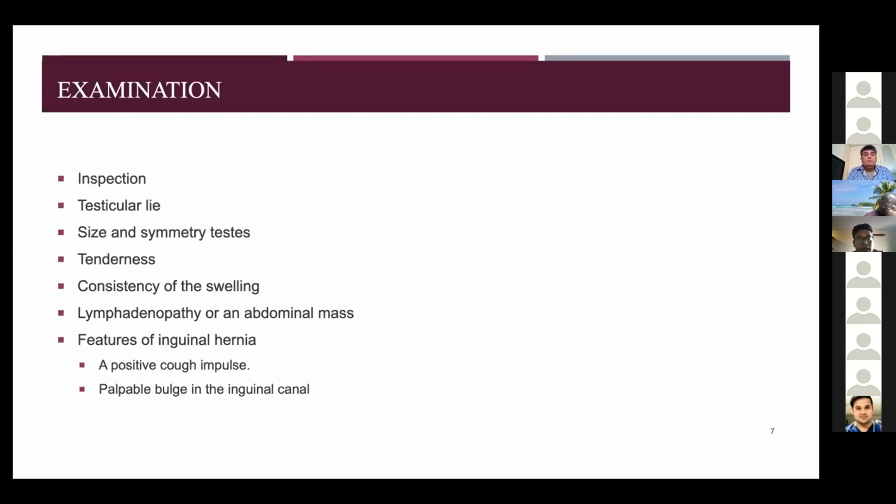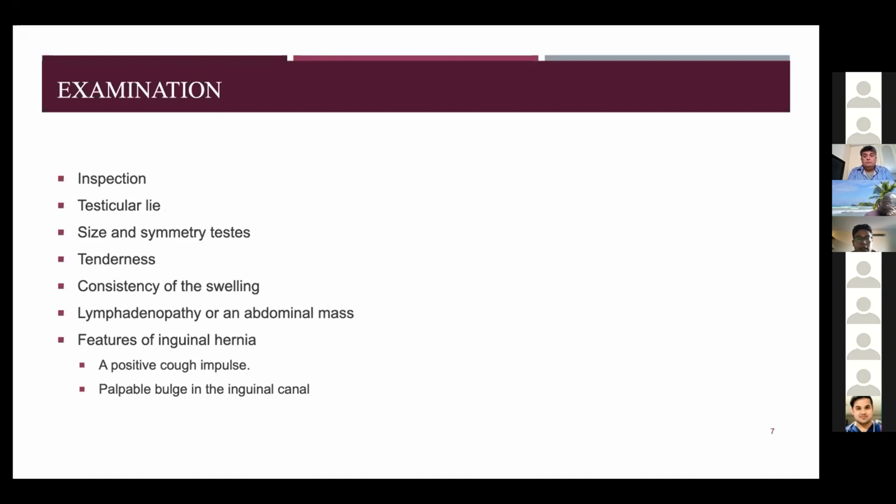So on examination, inspection should be done to see if the lie of the testis is normal. As I mentioned earlier, the testicular lie is vertical normally. The size and symmetry of the testis should be seen, and the overlying skin should be examined for any erythema or any bruises or any other changes. And on palpation, tenderness: whether the affected testis or both testes are tender or not. If there is swelling, then the consistency should also be noted.